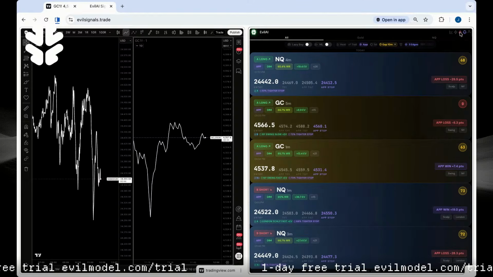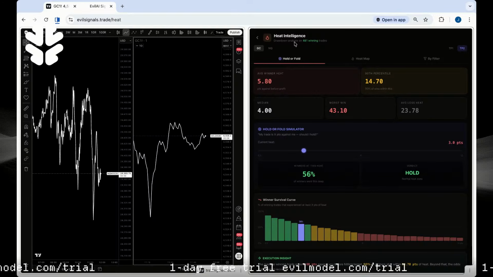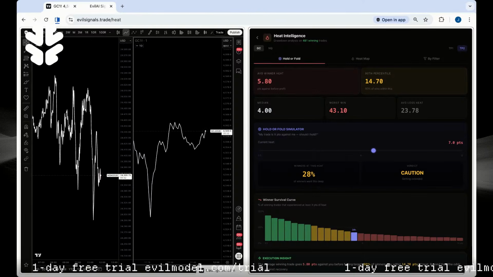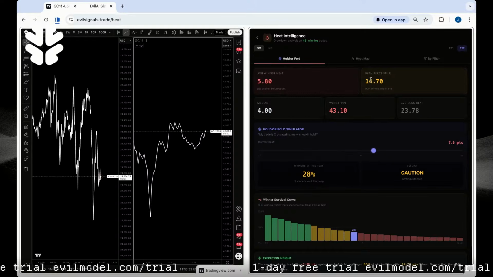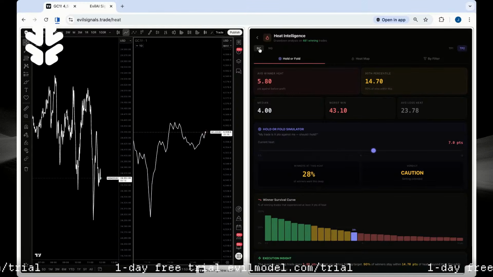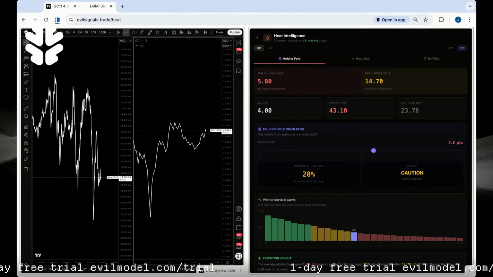And heat simulation, that's basically the stop simulations. It's showing you across all signals where you get to a point where 90% of trades, the 90th percentile, on GC up the top there had a 15-point deviation from their entry before they went and made profit.